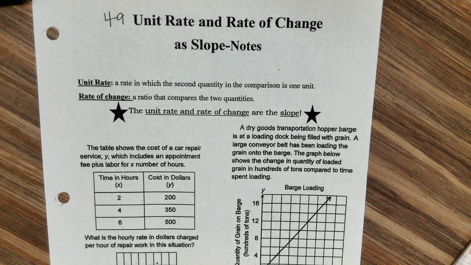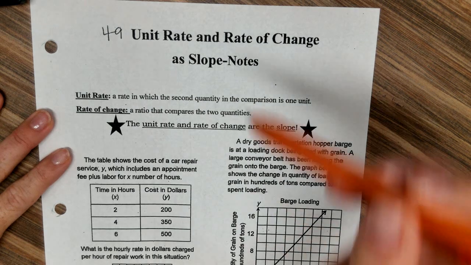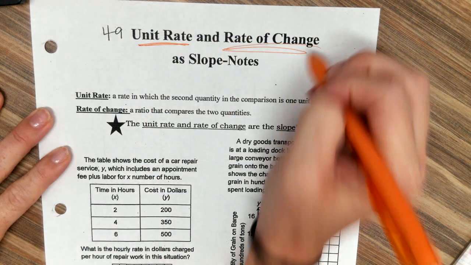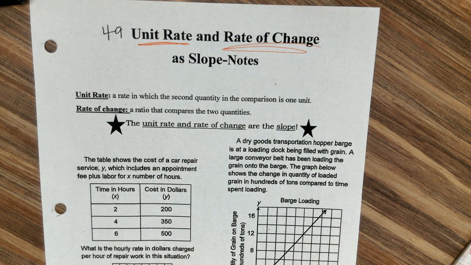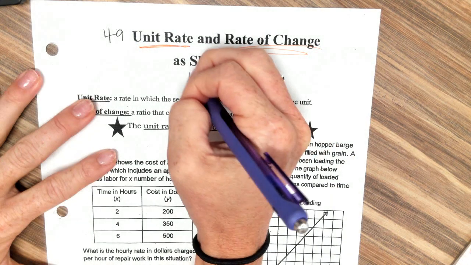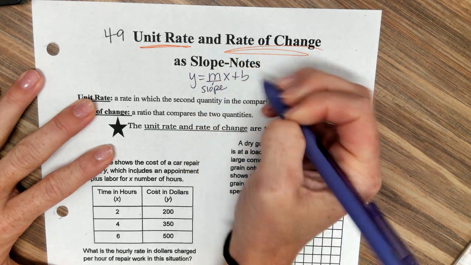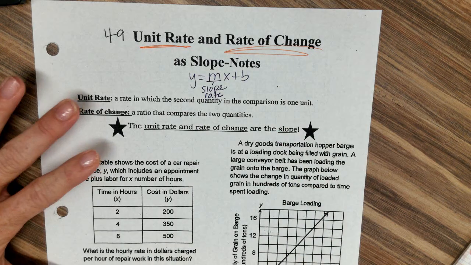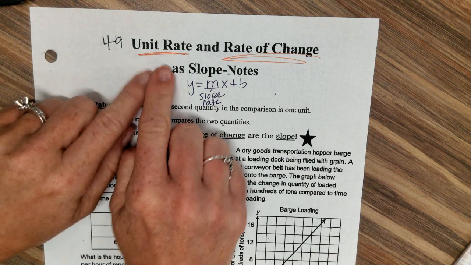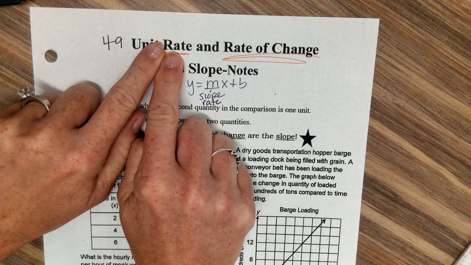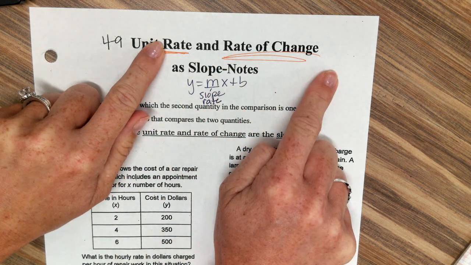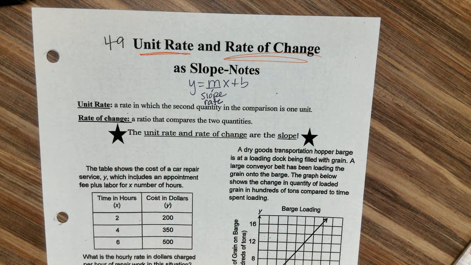Today we're going to learn about slope again. But instead of calling it slope, they're going to call it unit rate or rate of change. But nothing is different. We learned that in y equals mx plus b, the m is the slope, also called the rate. So here you see unit rate, and here you see rate of change. They might refer to it either way.